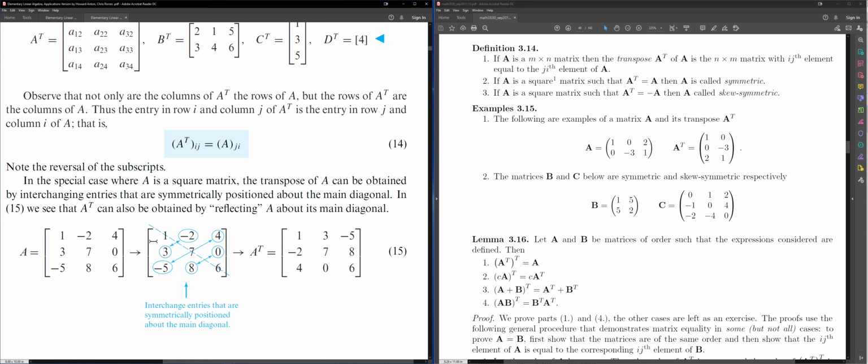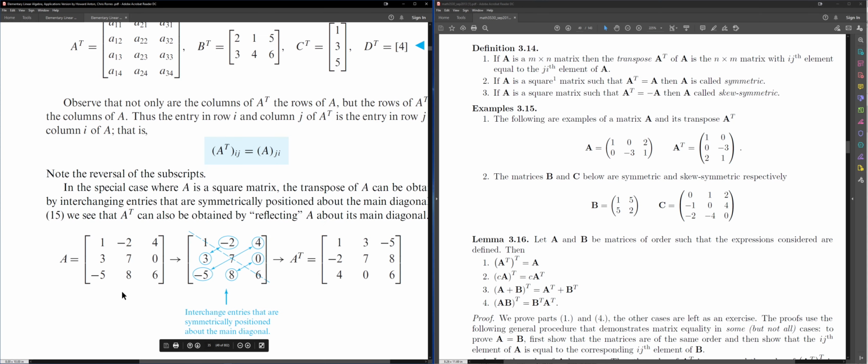So if you have a square matrix, and this really works more for square matrices, then to form the transpose, your diagonal is going to remain the same, and what you do is reflect the elements across this main diagonal here.